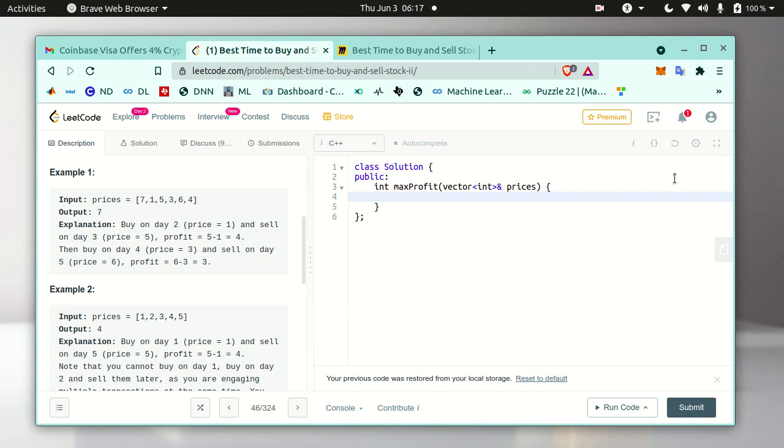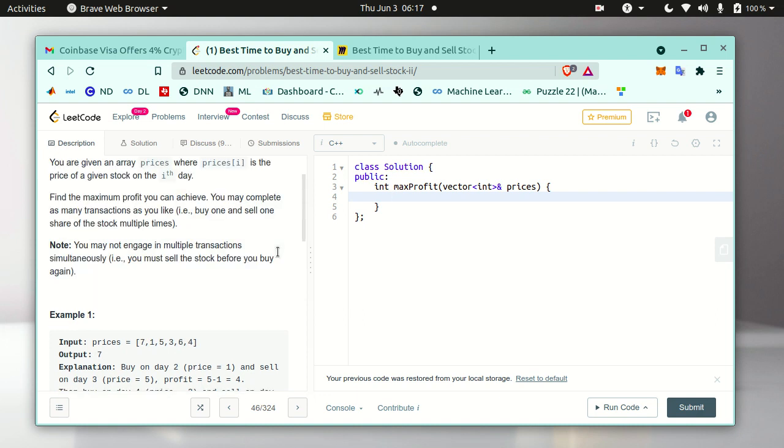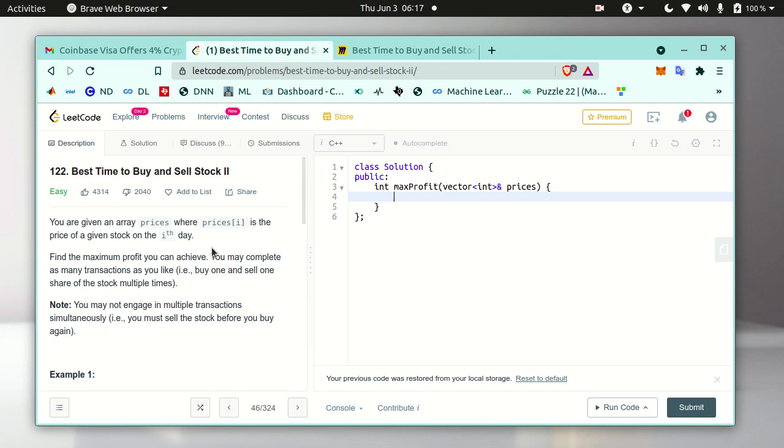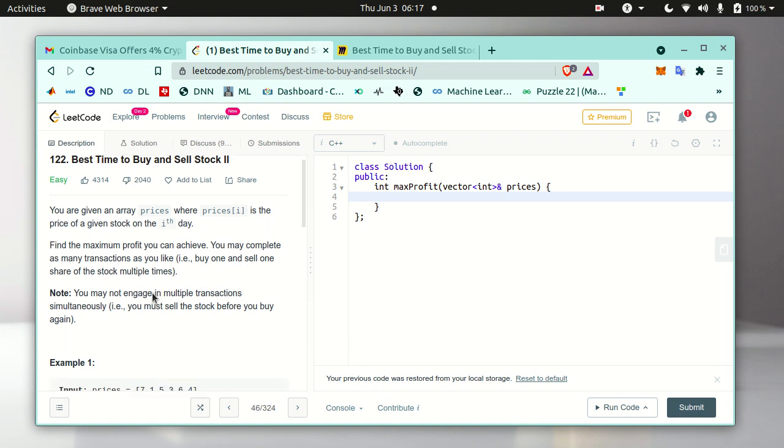So, in this video, we will take up this problem called Best Time to Buy and Sell Stock, variation number 2. It says you are given an array prices where prices[i] is the price of a given stock on the ith day. You are allowed to perform multiple transactions, and you have to find the maximum profit that you can achieve.